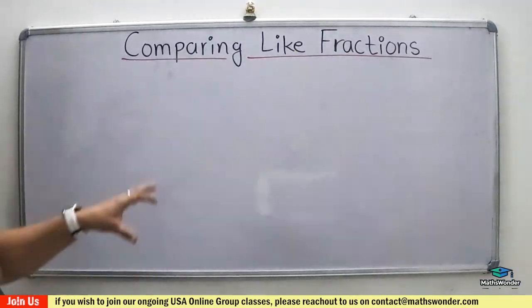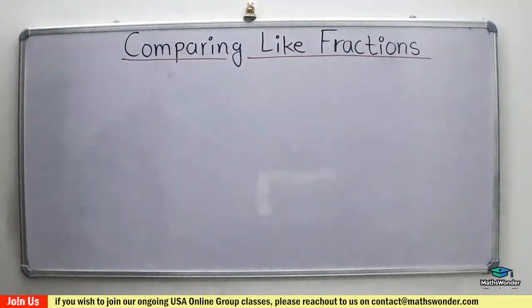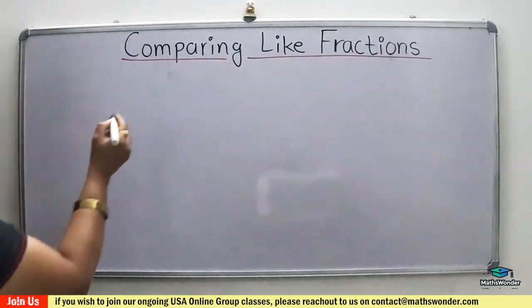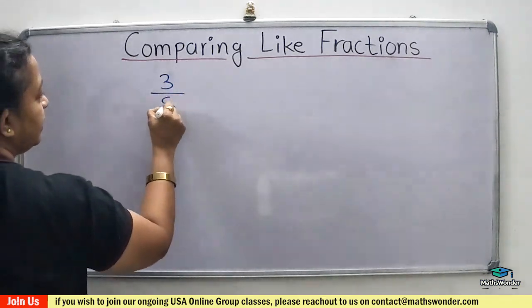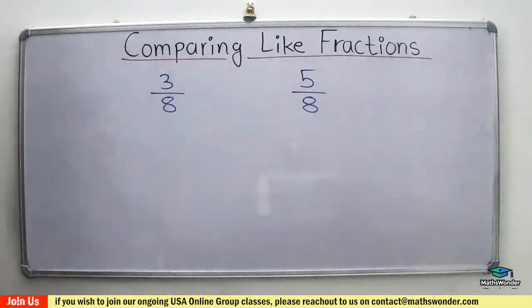Yes, so today's topic is comparing like fractions. How will you compare like fractions? As you know, like fractions are fractions whose denominators are the same. Suppose 3 over 8 and 5 over 8. These two are like fractions, as the denominator is the same.